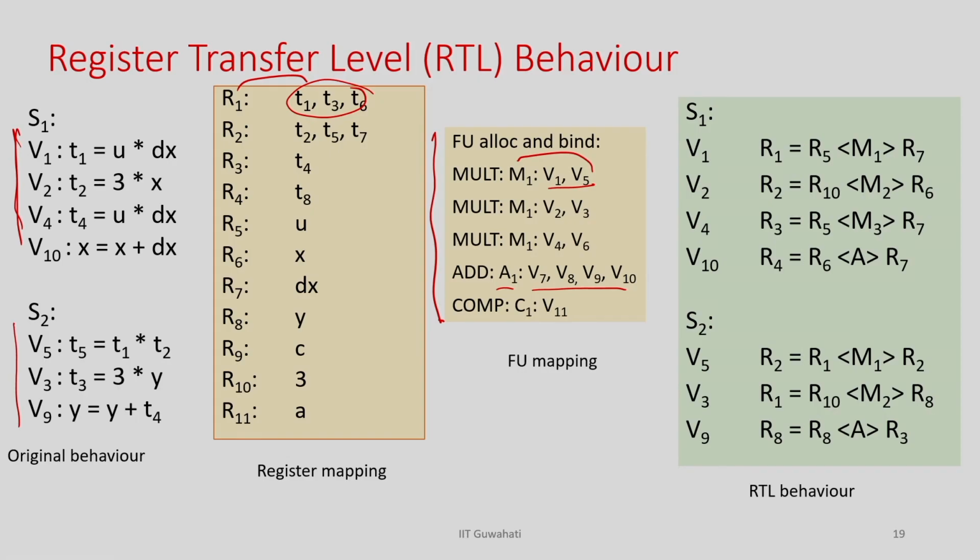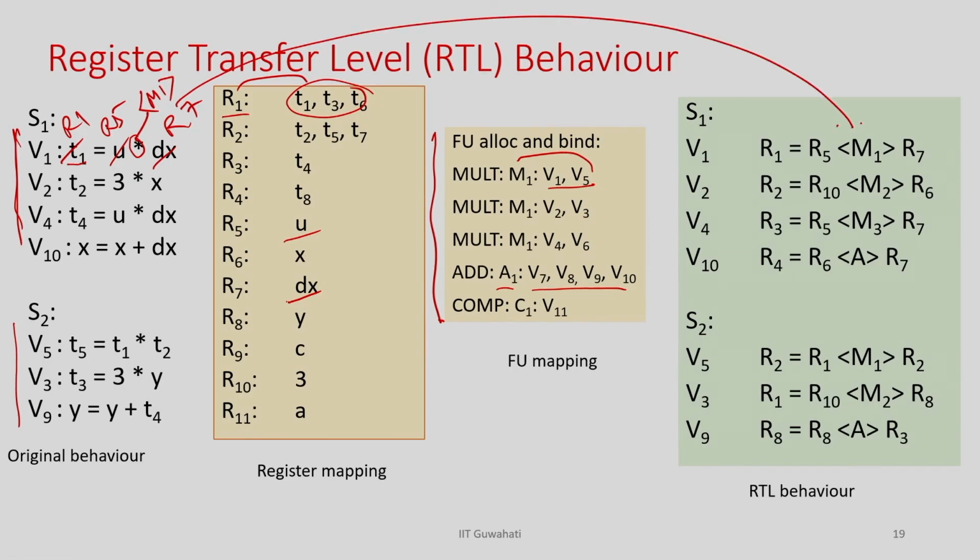Then what I can do is very interesting. I can rewrite this behavior in terms of registers and FUs. How? Because I know this T1 is nothing but R1. So, I will just write R1 here, this U is nothing but R5, dx is nothing but R7, and this multiplier is nothing but multiplier 1, right. If I rewrite this, I will get this expression. The same thing I can do for this and this, and similarly for all operations. I just replace the variable using the corresponding register, and replace the operation by the corresponding FU from this mapping information.